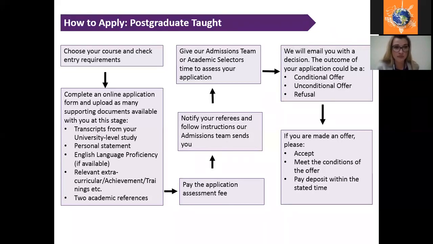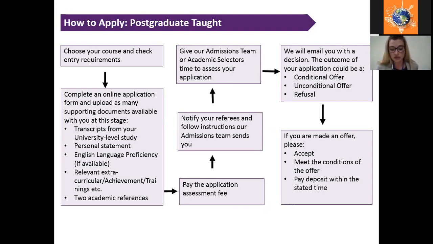And then the second stage is you complete an online application form, and you upload as many documents as you can. That's your transcripts from the university that should be translated into English and notary translations. Personal statement, your IELTS. If you don't have that at the moment, that's fine. You'll just have a conditional offer. Relevant extracurricular activities, academic references as well. For WMG, you saw that it's only 1 reference. And then you pay the application assessment fee, which is £50.